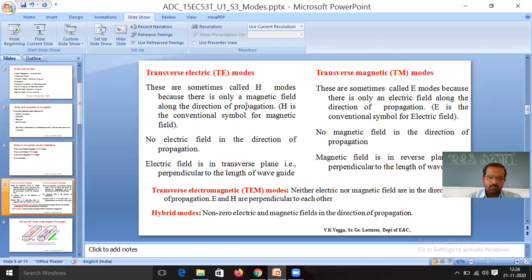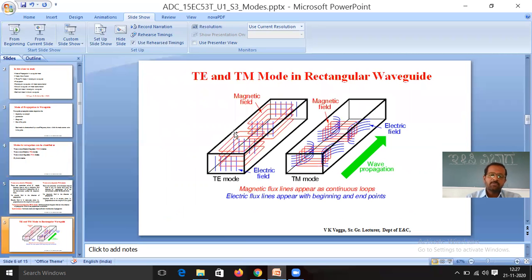What about the TE mode? In it, the electric field is perpendicular to the waveguide, and the magnetic field is along the direction of propagation. The TM mode is opposite to the TE, in which the magnetic field is perpendicular to the length of the waveguide and the electric field is along the direction of propagation. In the TEM mode, the fields are perpendicular to each other. And the hybrid mode makes use of non-zero electric and magnetic fields in the direction of propagation.